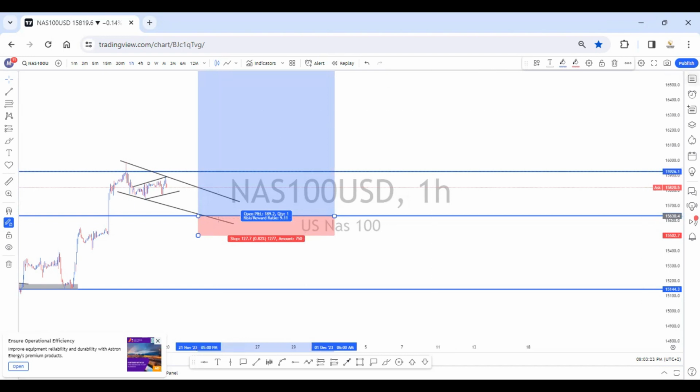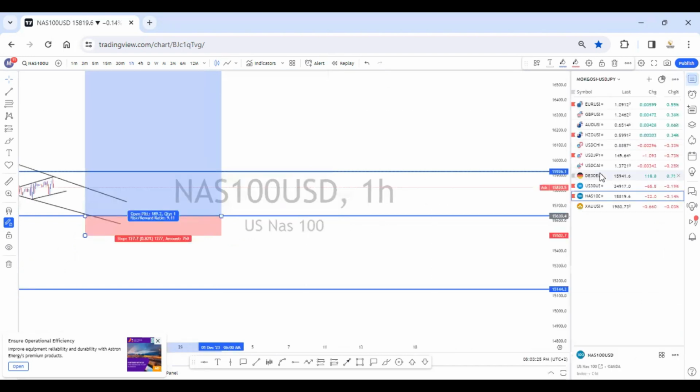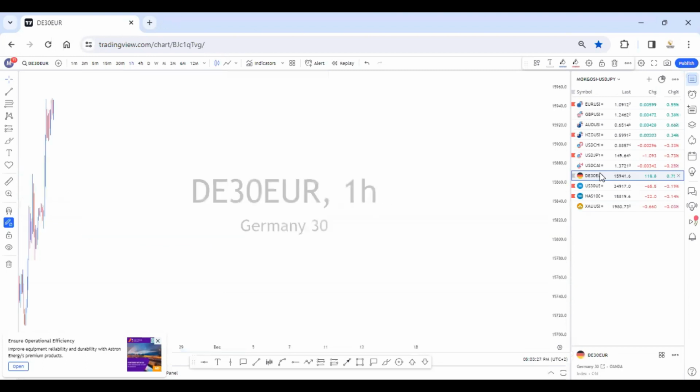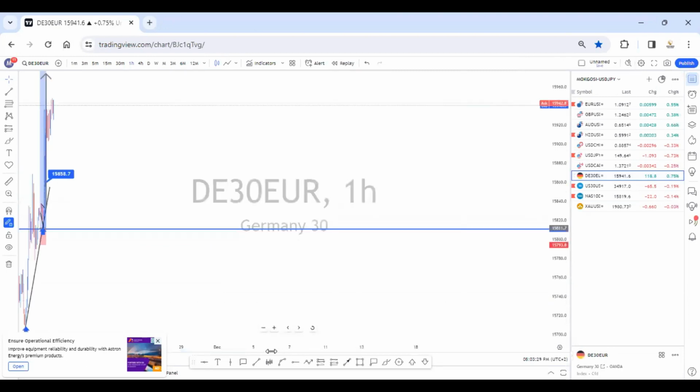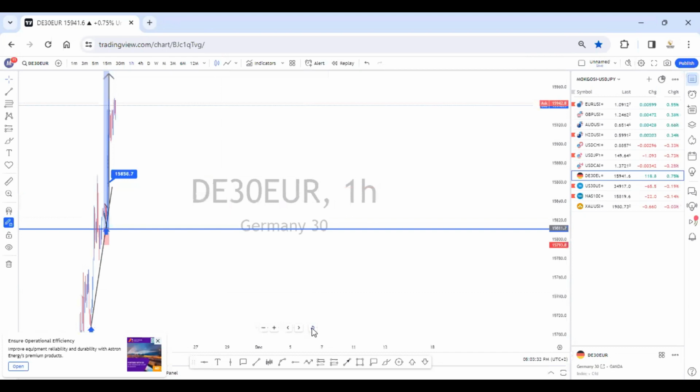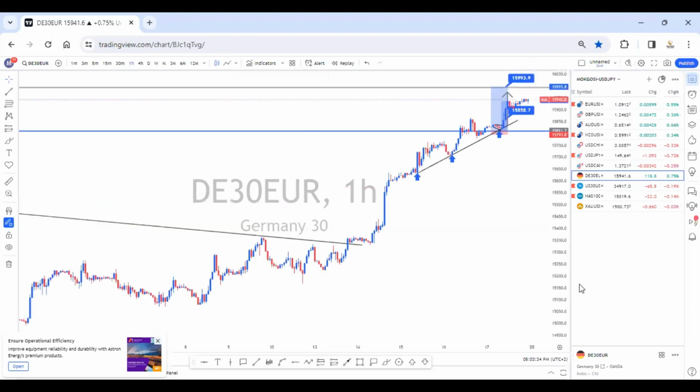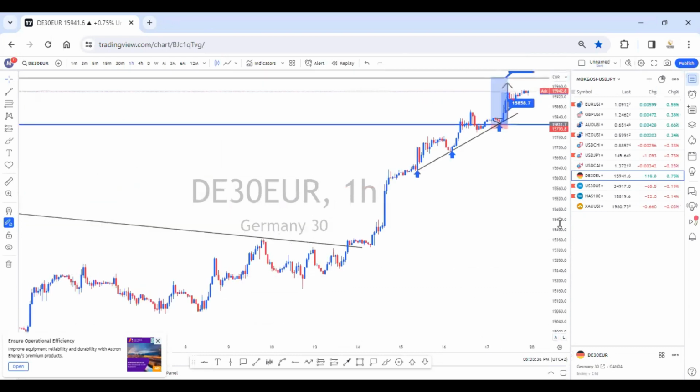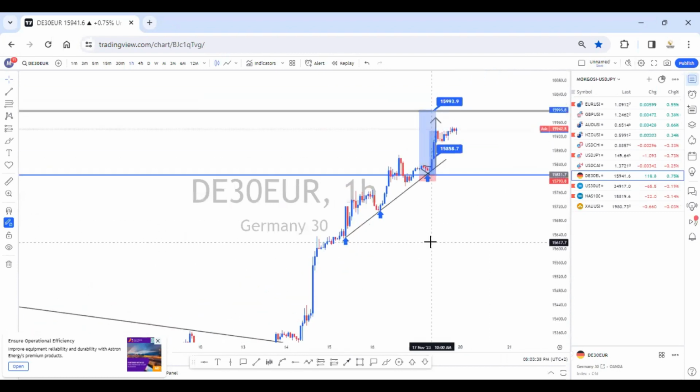So I'm just going to go to the German 30. As we've seen in my mentorship, we didn't play with the German 30. We did something that is very detrimental. That's something that is very, very dangerous.